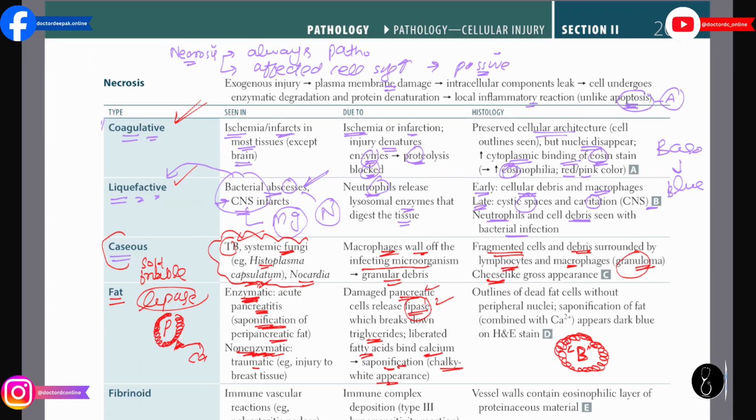Then, what is the histological pattern? You will see outlines of dead fat cells without peripheral nuclei. You will see the saponification of fat combined with calcium. And on the hematoxylin and eosin stain, it looks dark blue. So these are the histological patterns which you have to keep in mind. Here I want to add two more things. Please try to note these things in your First Aid.